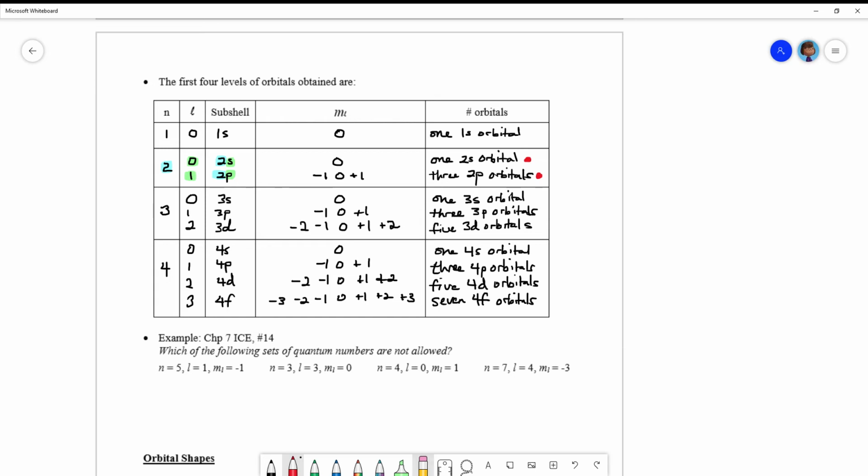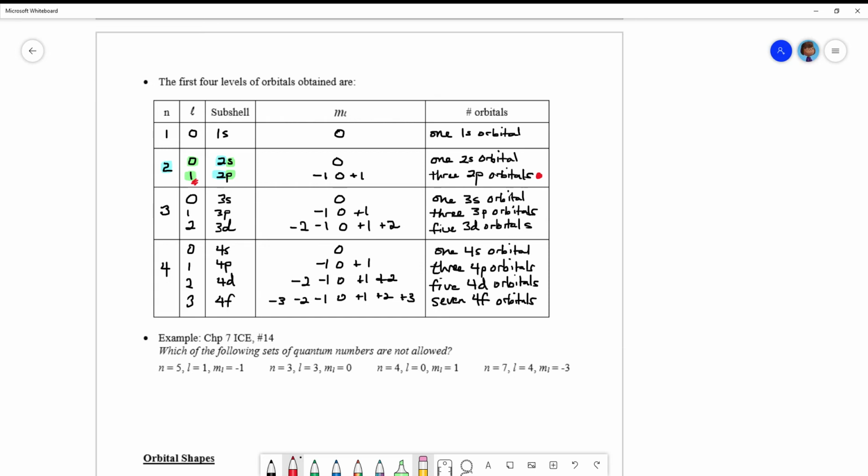Now, how about we take a look at the similarities and differences between all 3 of the 2p orbitals, so just the 2p orbitals, and there's 3 of them. What do they have in common? Well, they're all n equals 2, 2p, so they're all the same size. All 3 of those orbitals have the same L value. They all have an L value of 1. And if they have the same L value, they all have the same shape.